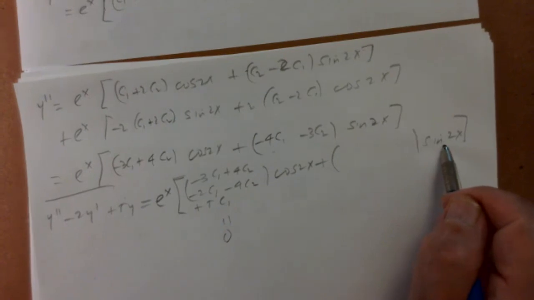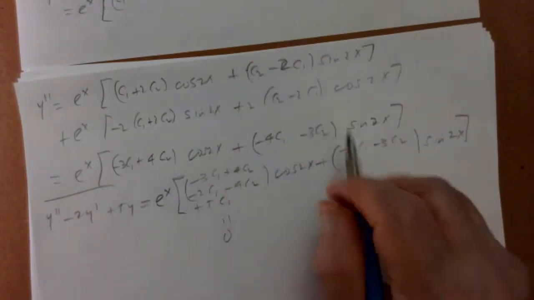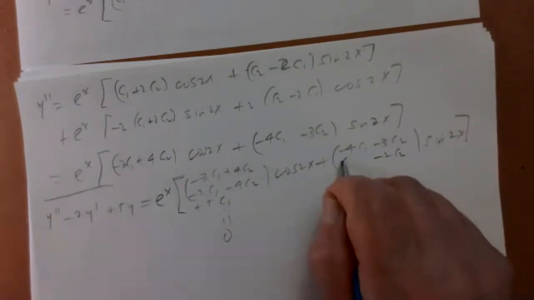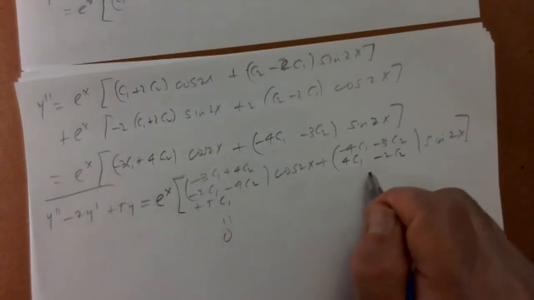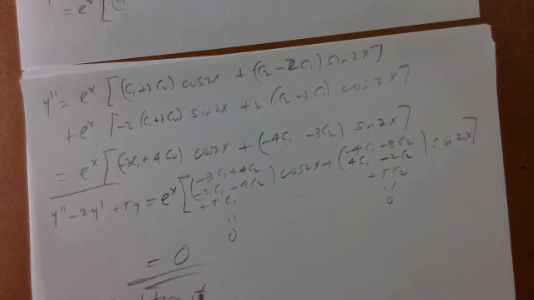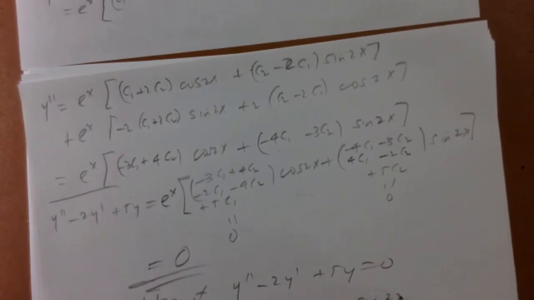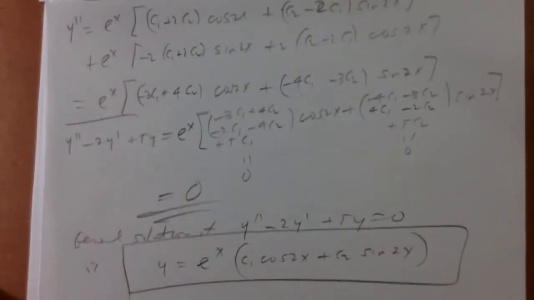And what I have multiplying sine of 2x? I have y double prime, I have a minus 4c1 minus 3c2, minus 2y prime. That's minus 2c2 plus 4c1, plus 5y, plus 5c2. Again, this all cancels. I get 0. So we're good. The general solution of y double prime minus 2y prime plus 5y equals 0 is y equals e to the x, c1 cosine 2x plus c2 sine of 2x. So we solved the differential equation.